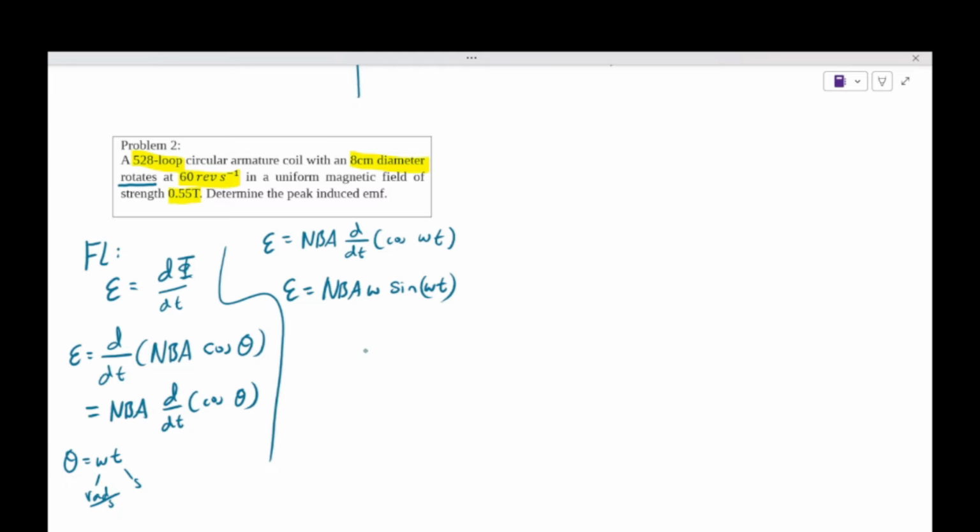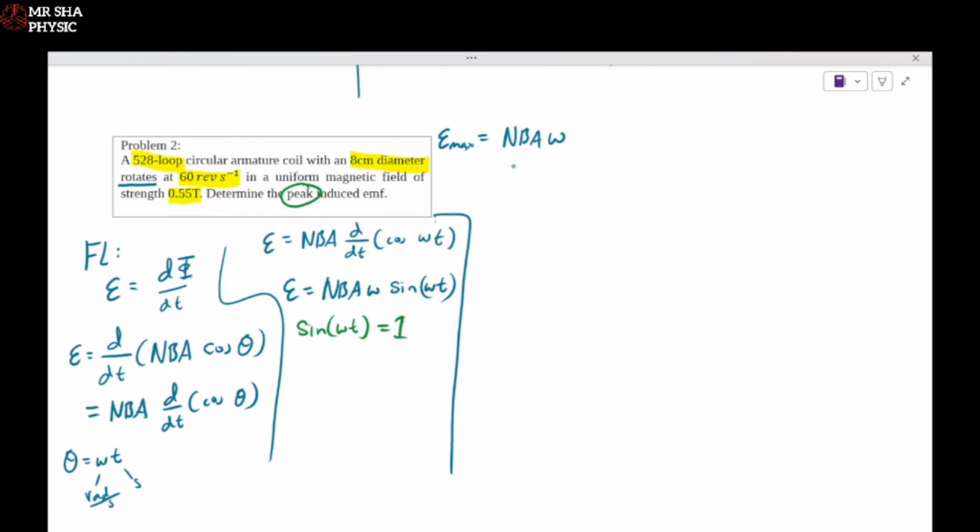Okay, because it says peak, right? If it says peak, that means my sine omega t is going to be equal to 1. It's the biggest value because sine omega t can take values between 0 and 1. The biggest one is 1. So then what I'm left with is that epsilon is equal to N B A omega, but this is only for epsilon max.